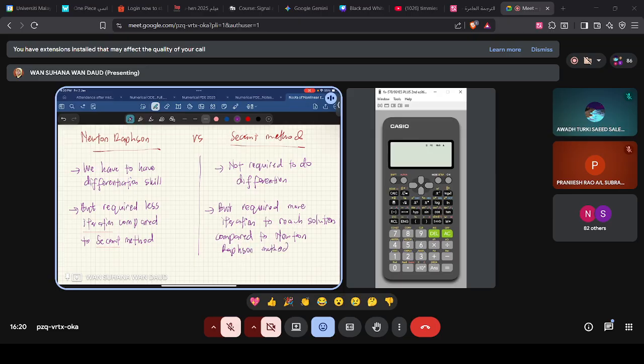Okay, you get my point? Both have pros and cons. Newton-Raphson, less iteration, but we need to do the differentiation. Second method, more iteration, but we don't have to do differentiation. All right, I hope everyone got the point from the beginning of our session until the end of our session.